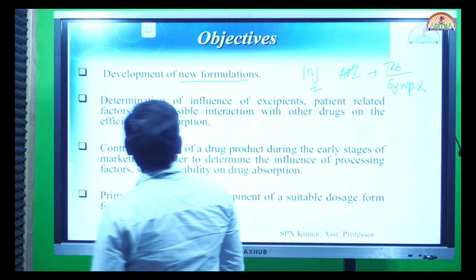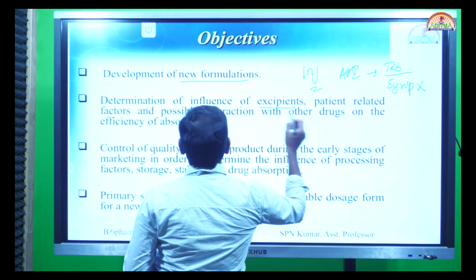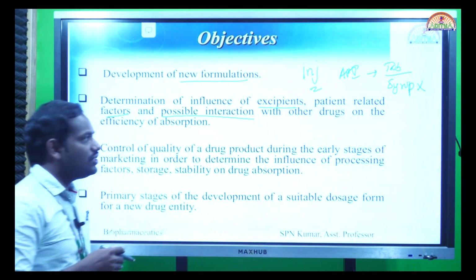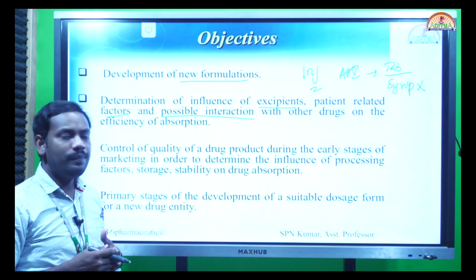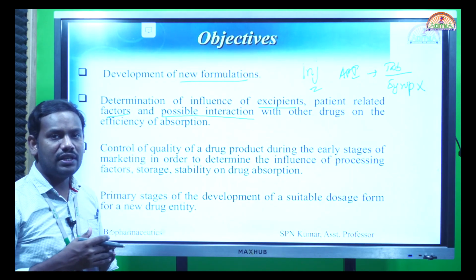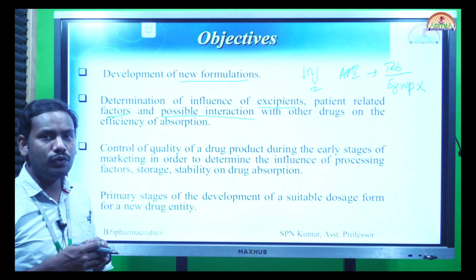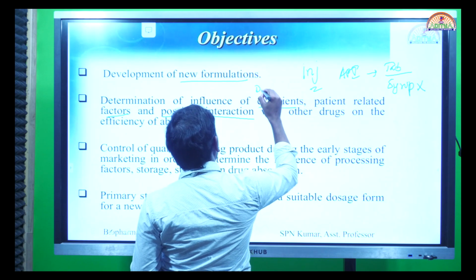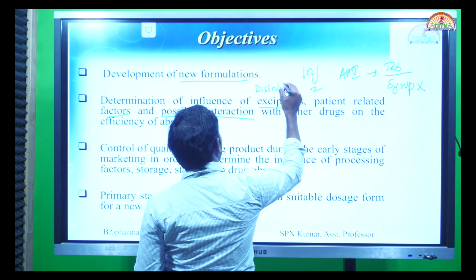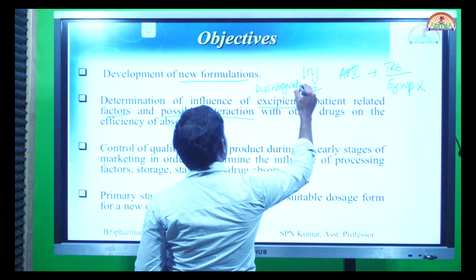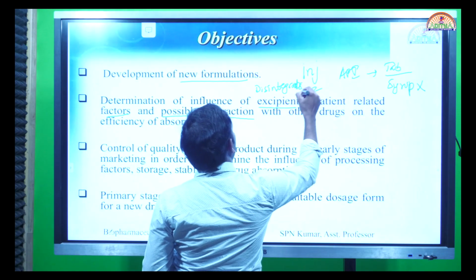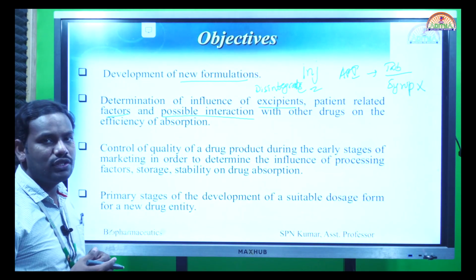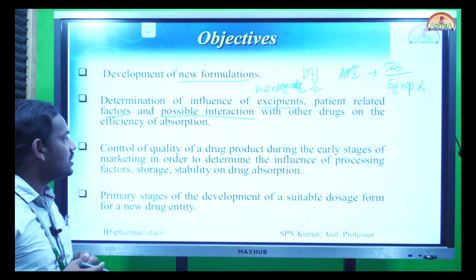It also helps in determining the influence of excipients, patient related factors, and possible interaction with other drugs on the efficiency of absorption. So it not only tells me how much drug is entering the systemic circulation, it also gives information about the influence of excipients. Sometimes we may incorporate more super disintegrants or permeation enhancers to have more drug release into the systemic circulation.